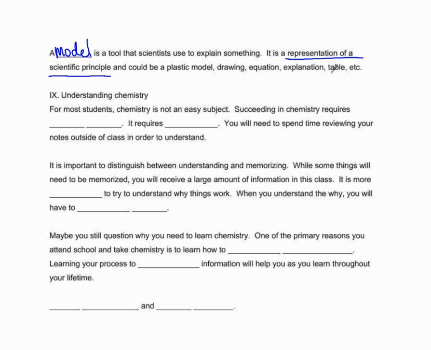It could be a table, like the periodic table. It could be a computer model. It could be etc. We're not really limited, but a model is just a tool that we use to represent a scientific principle.